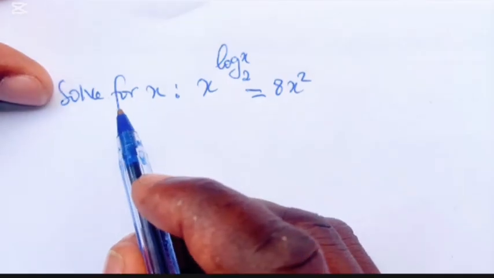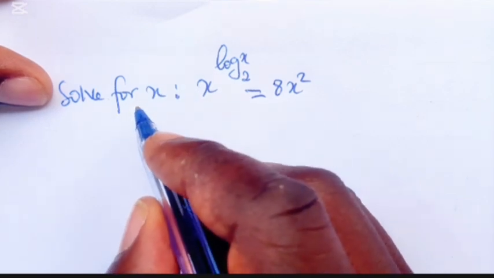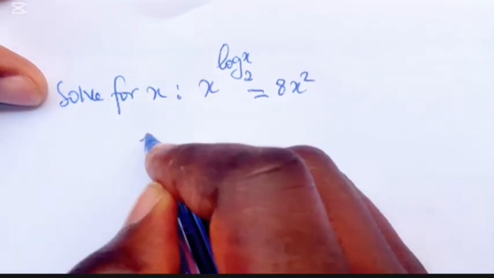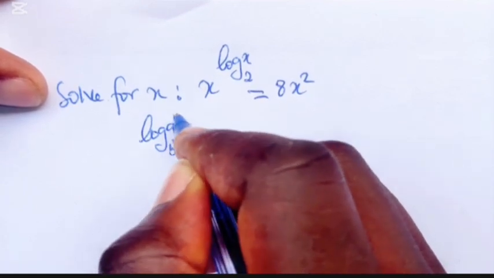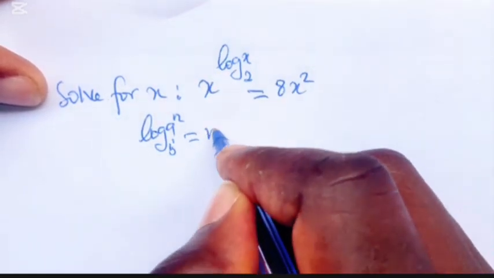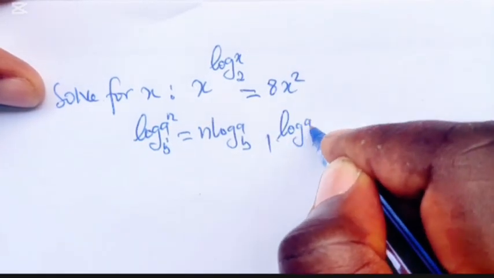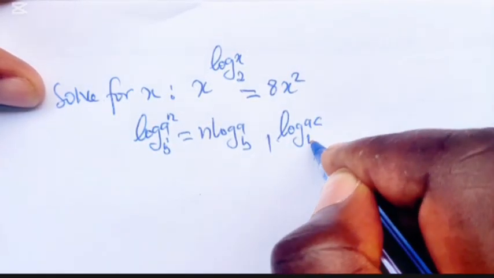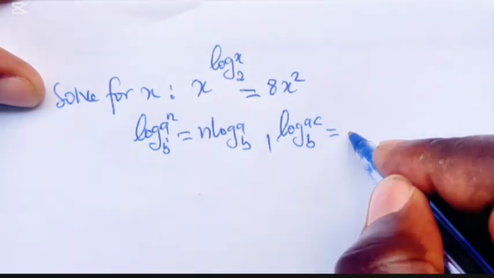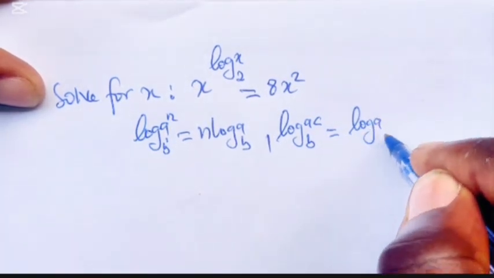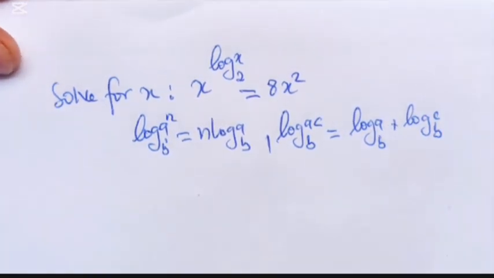Before starting, I'll remind you of some properties that will be followed when dealing with this question. We know the logarithm of a base b to the power n is n log a base b, and log of a times c base b can be log a base b plus log c base b. These are the properties we are going to follow.